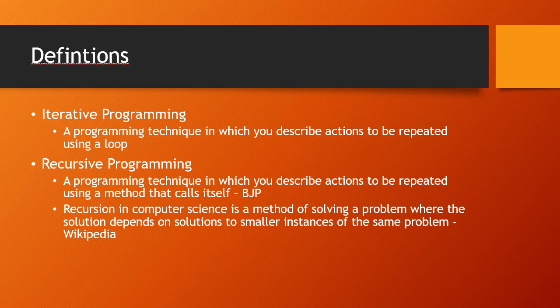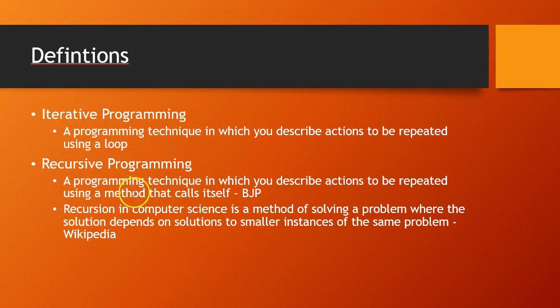So the book provides a definition of iterative programming, where it's a programming technique in which you describe actions to be repeated using a loop. And that's fine. That's what we've seen so far. Iterative programming is just the name that we give to all the programming that you've seen so far. What we're about to introduce is a new type of programming called recursive programming. It's a different way of thinking about problems. It's not a different type of problem. In fact, all problems that can be done iteratively, I think you could probably do recursively, and vice versa.